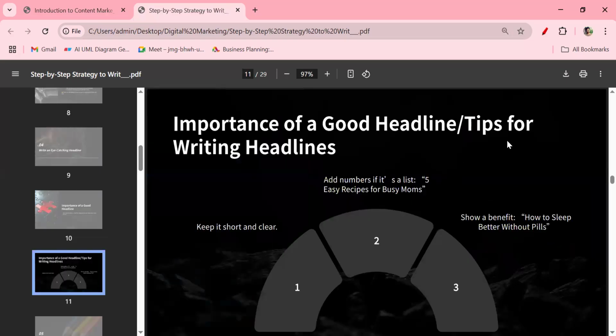Importance of a good headline. Tips for writing headlines: keep it short and clear. Add a number if it's a list, like easy recipes for busy moms. So it's a list of 5 easy recipes for busy moms. So let's suppose there is a headline for making a recipe for anyone. So how you are putting the headline is 5 easy recipes for busy moms, and showing a benefit, like how to sleep better without pills. Okay, so these all are the headlines. So this is the example of it.